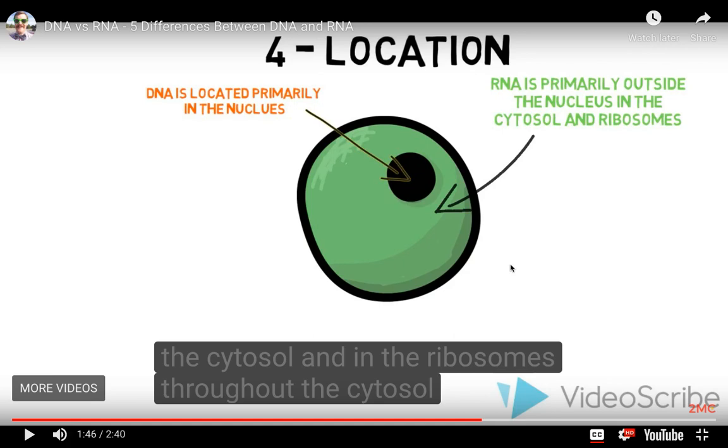Cytosol is another term referring to the cytoplasm. So if this is our cell here, our nucleus is this organelle, and our cytoplasm is the jelly-like substance surrounding all of the organelles. So DNA is found in the nucleus, RNA is mostly in the cytoplasm and ribosomes, which are not pictured here.